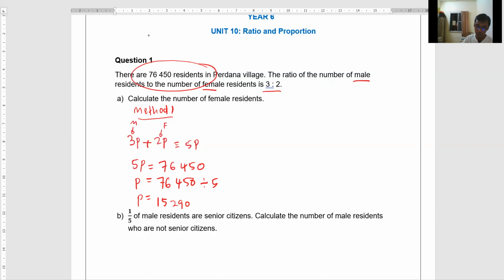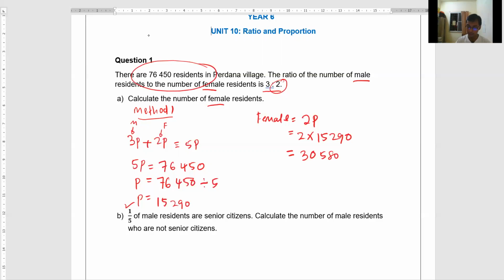So now we're going to find the female. Female represents 2 portions, so female equals 2p, 2 parts. So 2 times 1 part, which is 2 times 15,290. You're going to get 30,580. That's the first method that you can do to find the answer.